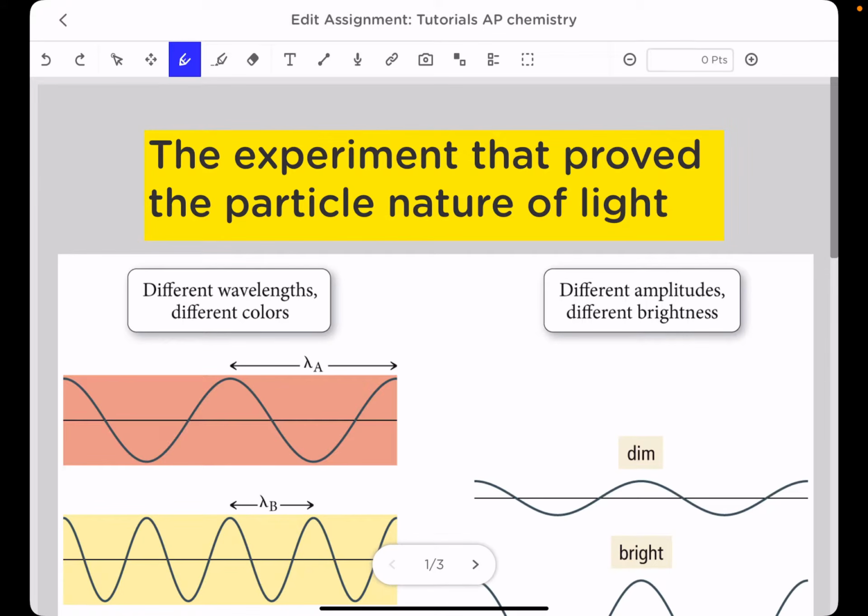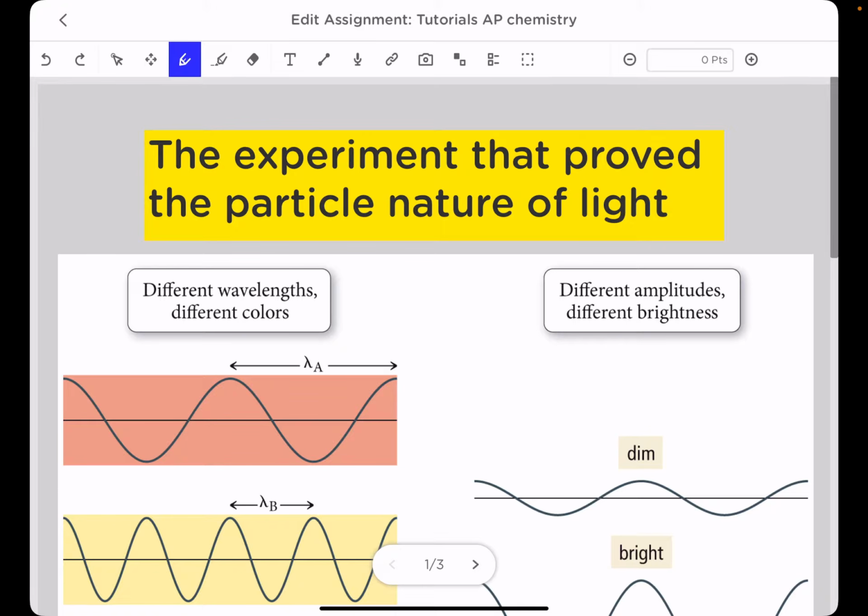In this video tutorial, I am going to discuss the photoelectric effect. This is a very hard topic, especially when we talk about it in AP chemistry. So today I'm going to give you a very simple explanation of the photoelectric effect.